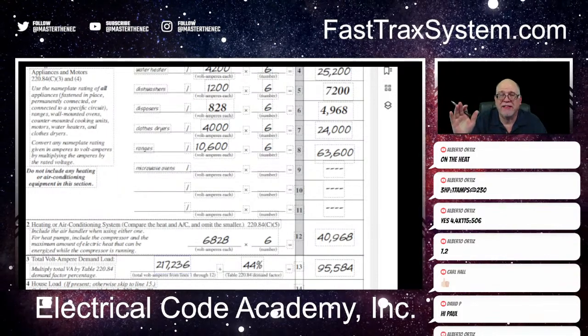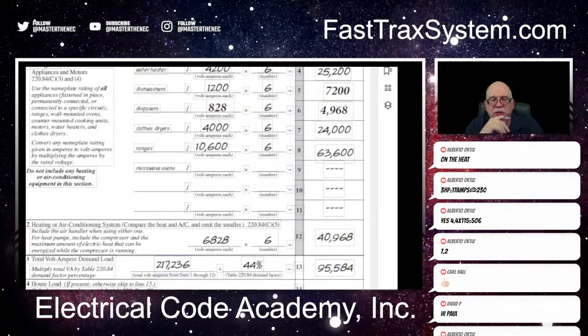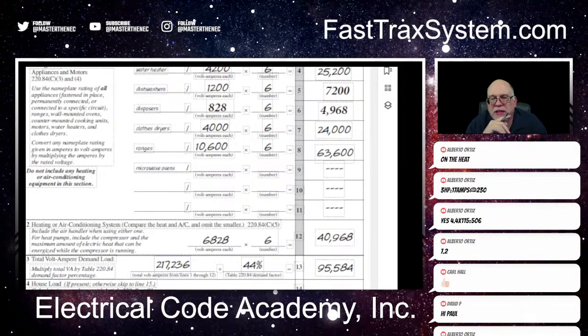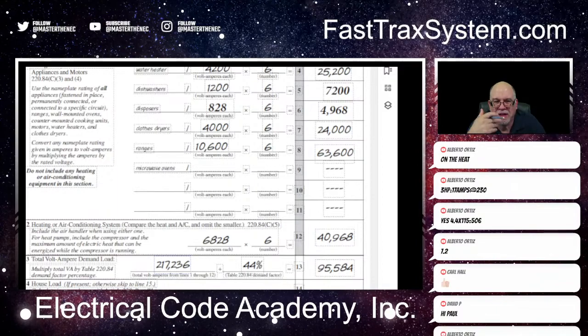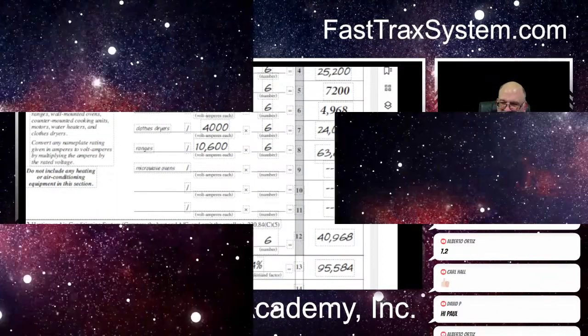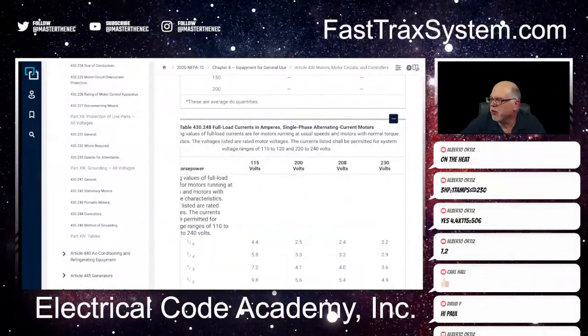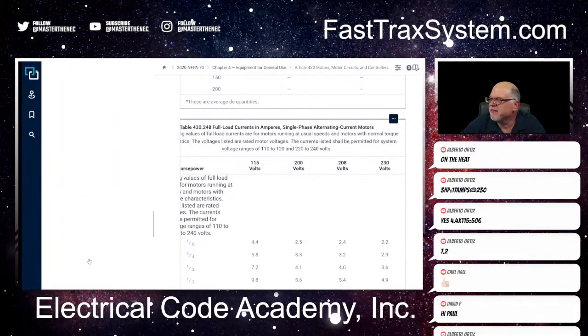Now that we have the total, we have all this calculated value, all right? Now what do we do? We get to use the table. It's easy at this point, right? Let's go to the table. Let's go to the NEC. All right, let's go back to the optional method.